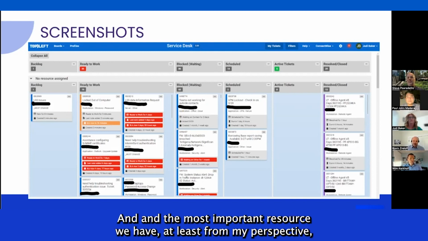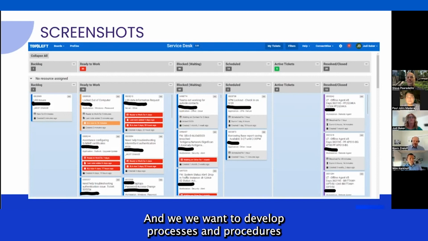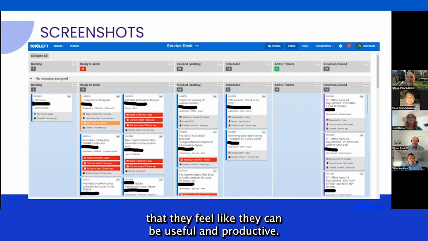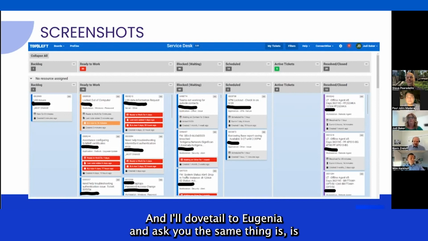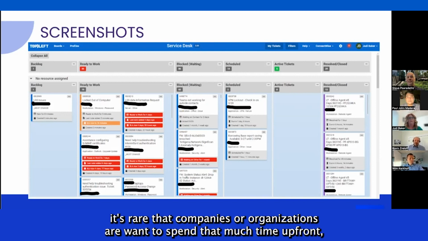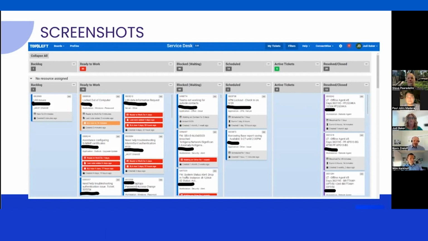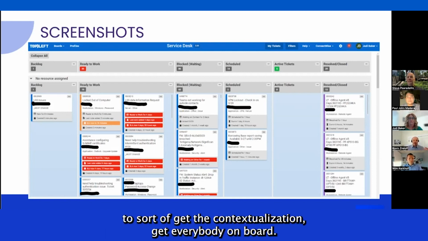And the most important resource we have, at least from my perspective, is the people, and we want to develop processes and procedures that they feel can be useful and productive. Then we want systems to support those processes, right? So getting the people involved in the beginning, the contextualization process, is rare, at least in my experience, and I'll dovetail to you, Judy, and ask you the same thing: it's rare that companies or organizations want to spend that much time up front to get the contextualization, get everybody on board, right?